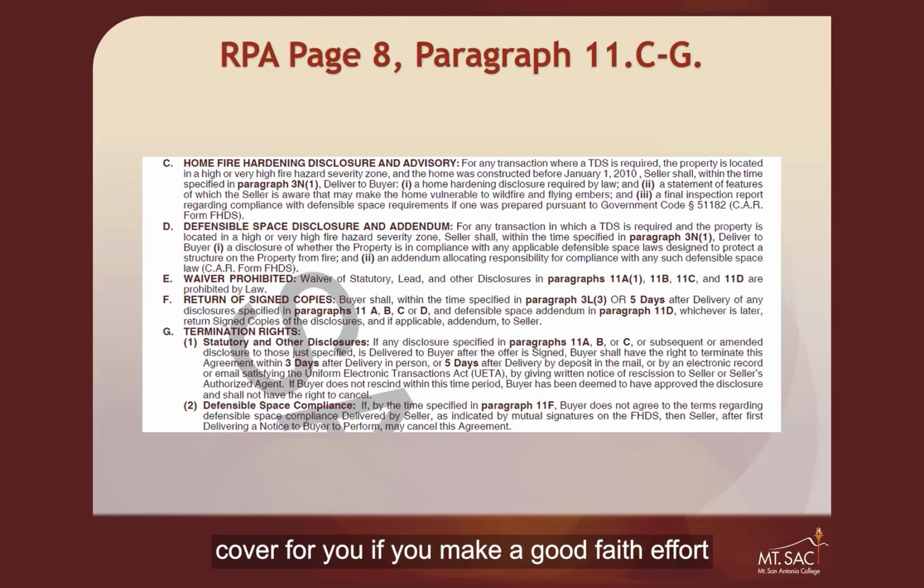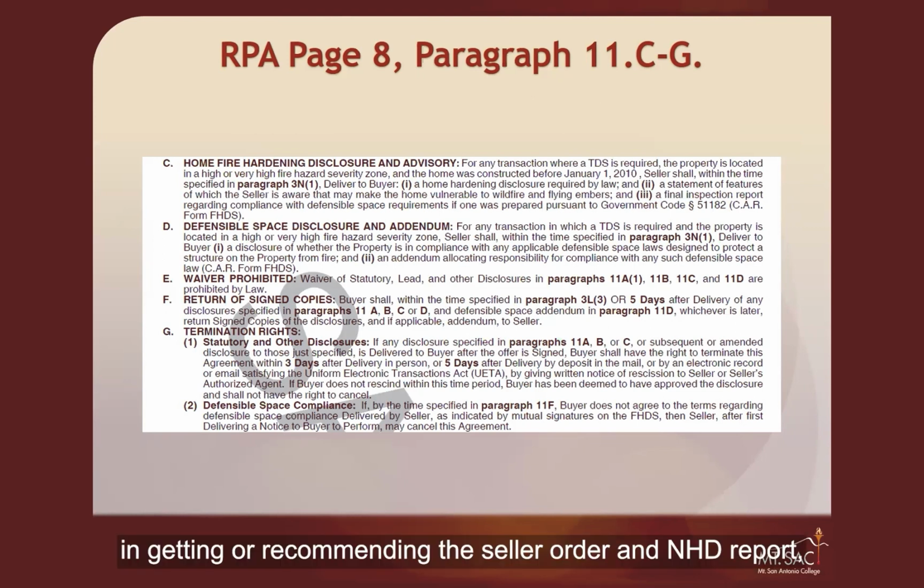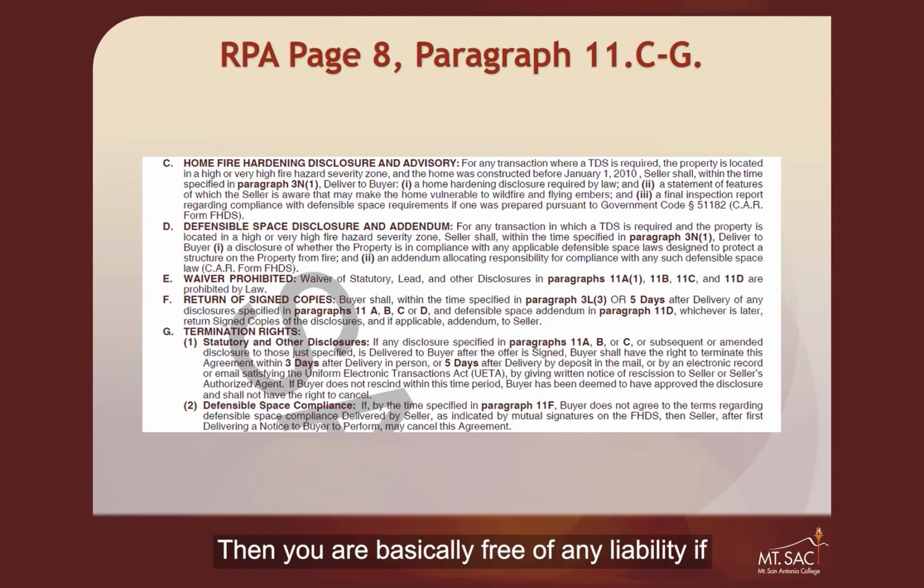If you make a good faith effort in getting or recommending the seller order an NHD report, which I like, the one with local mapping, about 110, 125 bucks, that one, right? Then you are basically free of any liability if that report is an error, because we really don't have any way to look at those maps anyway, right? We don't have access to them.